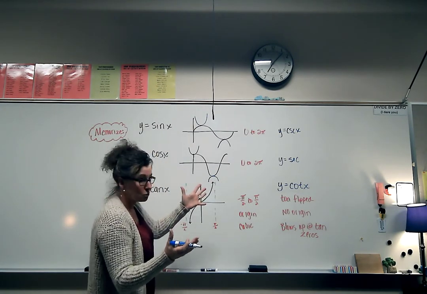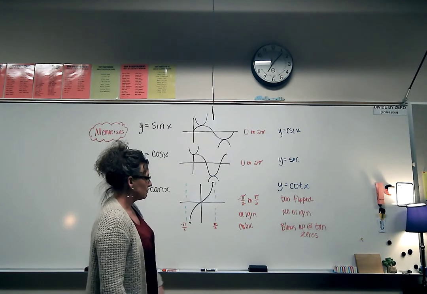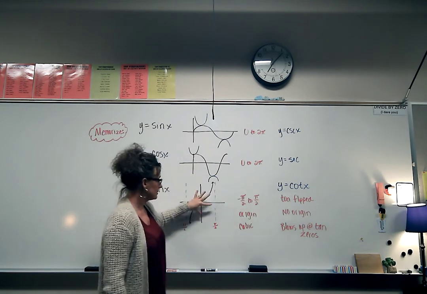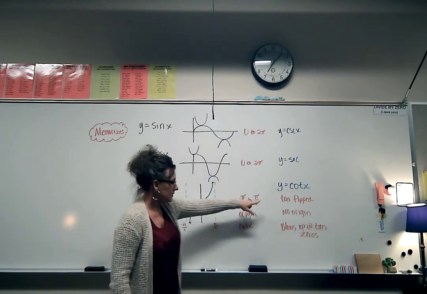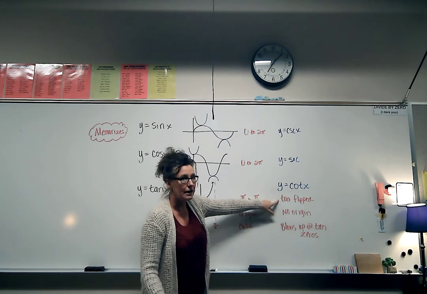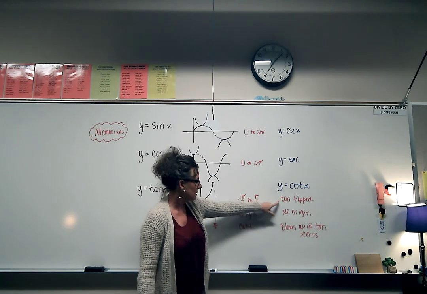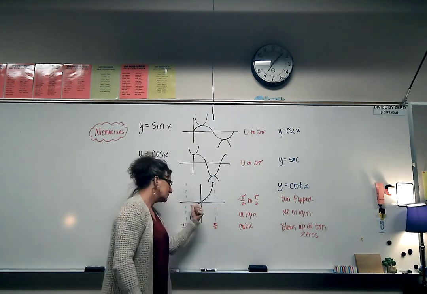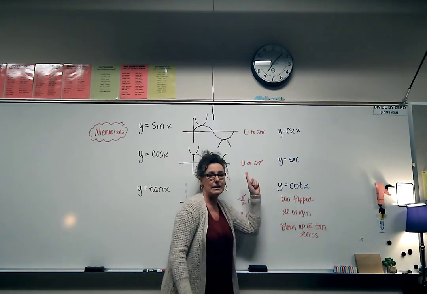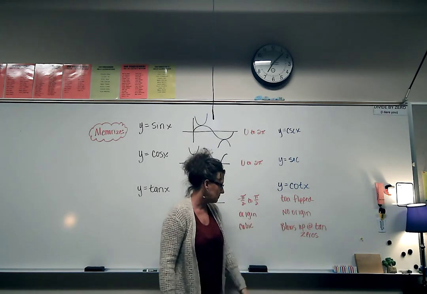Cotangent, a little more to remember. Several things. One is, it looks like your tangent flipped. So it kind of looks like a negative cubic. It does not pass through the origin. This one passes through the origin. Cotangent does not pass through the origin.